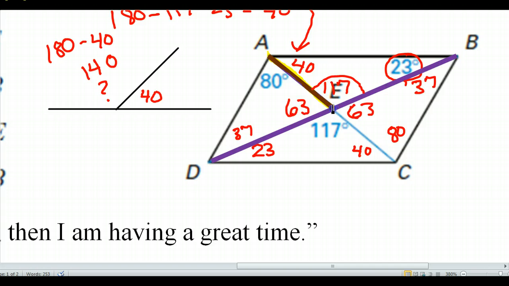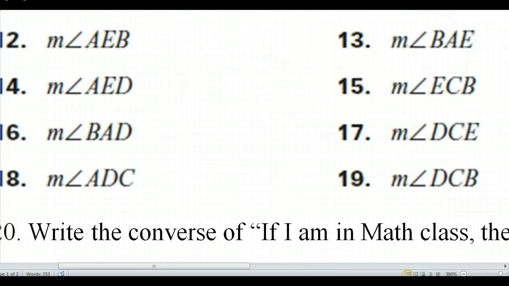A, can't really see it very well, B. How many degrees is angle AEB that I just traced? Well, AEB would be... That's the 117, okay? Looking at the E as the middle, that's 117. So everybody should put 117 for number 12.